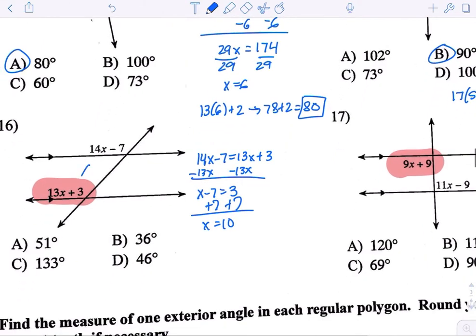Plug in 10 into here, right? So we're going to get 13 times 10 plus 3 as our angle measurement, and that is going to equal 133 degrees. C.